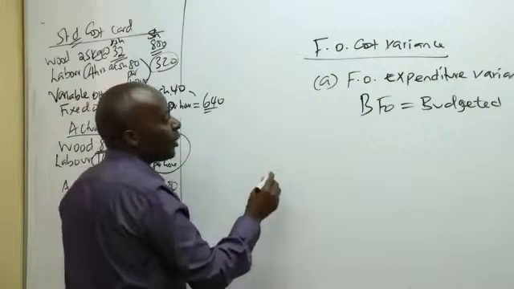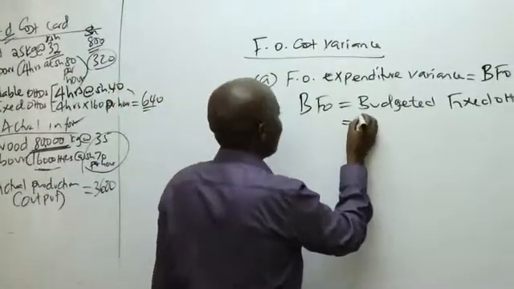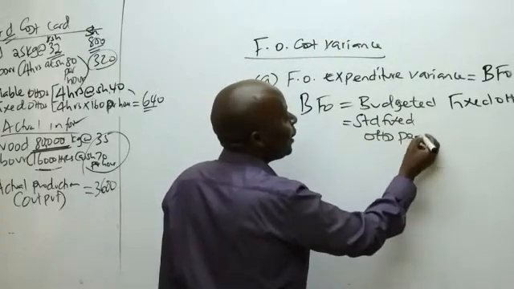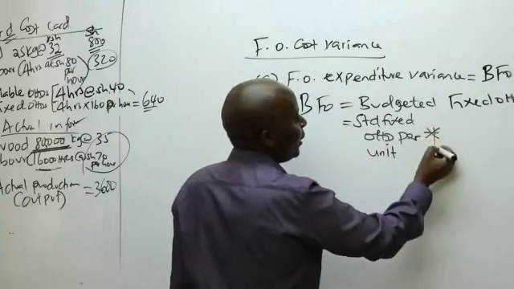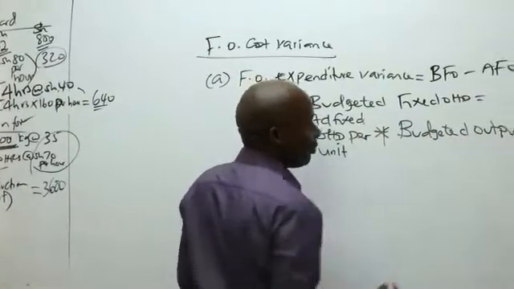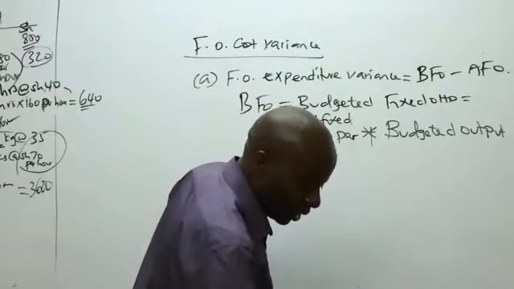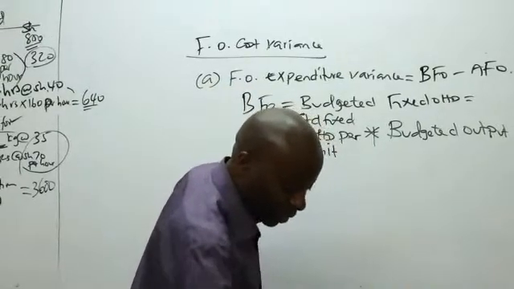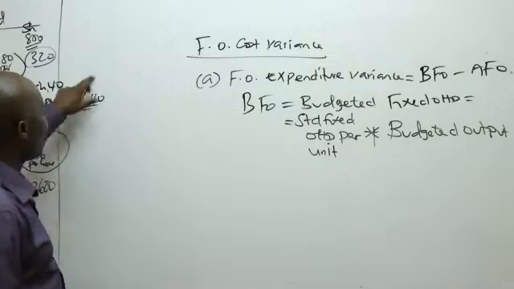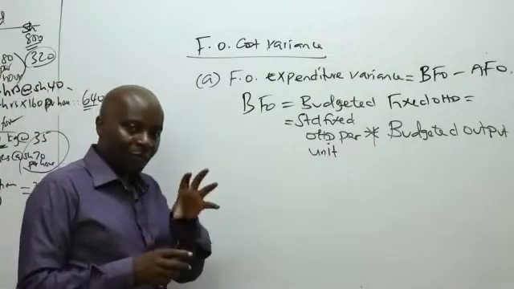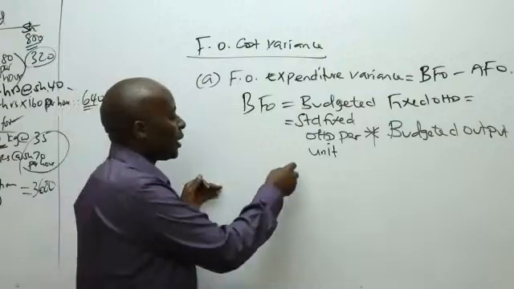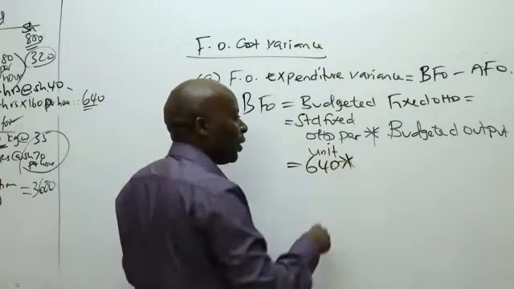So what I will do here to get this, I will take the standard fixed overhead per whole unit, and then I multiply this with the budgeted output. The standard fixed overheads per unit will be 640 every whole unit, which needs 4 hours at 160 per hour. Multiply this with the budgeted output.